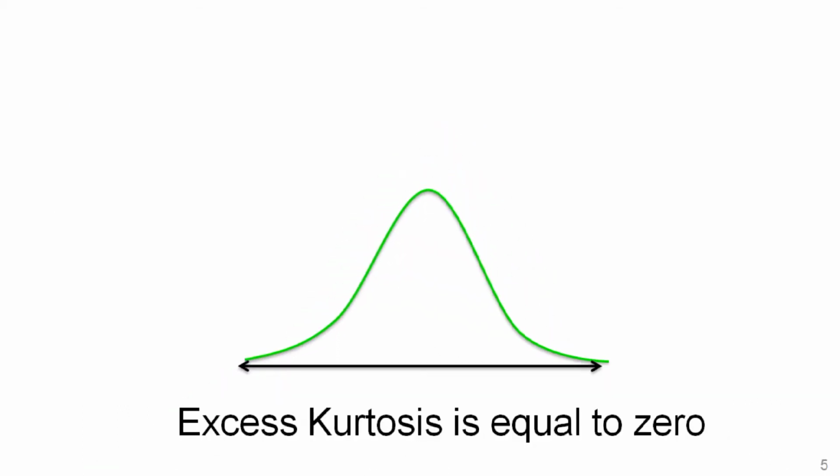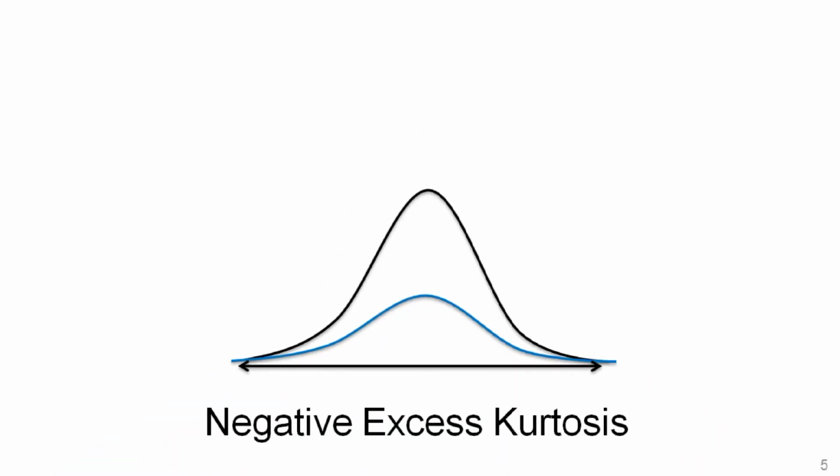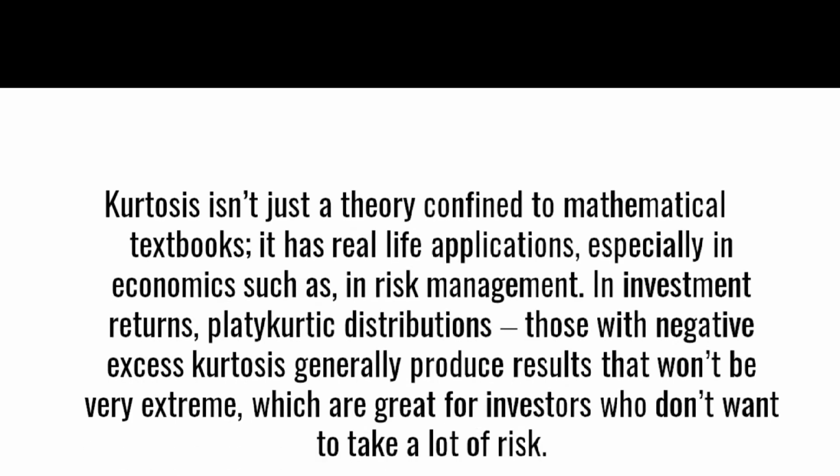To reiterate once more, mesokurtic distribution has an excess kurtosis equal to 0. Leptokurtic distribution has a positive excess kurtosis, and the platykurtic distribution has a negative excess kurtosis.